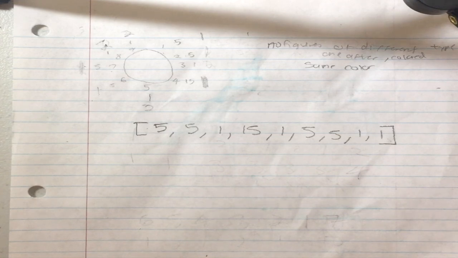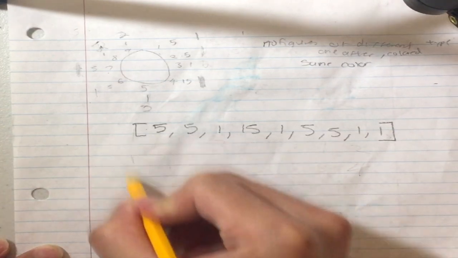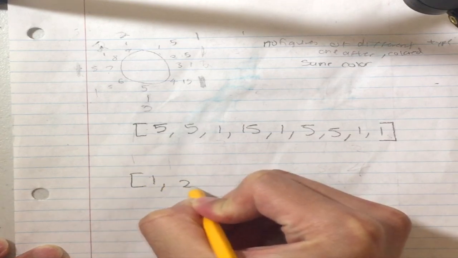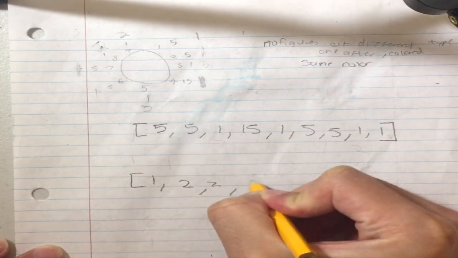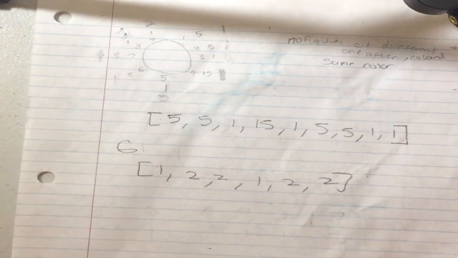So let me show you guys an example. Let's say I have an example like 1, 2, 2, 1, 2, 2. Okay, so I have six elements, six figures.